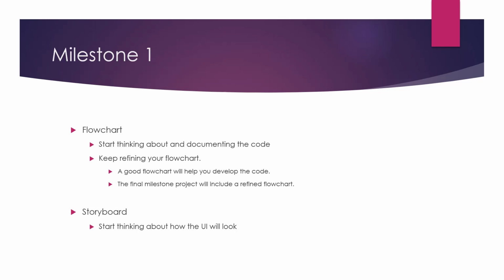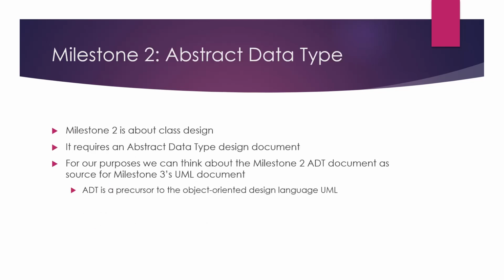So Milestone 2 is another planning document, like Milestone 1, except the planning is going to be about class design, and it's going to use an abstract data type. For our purposes, we can think about the Milestone 2 abstract data type document as a source for the Milestone 3 UML document. Milestone 2 and Milestone 3 are really closely related, and we're going to look at the assignment for both of these this time.